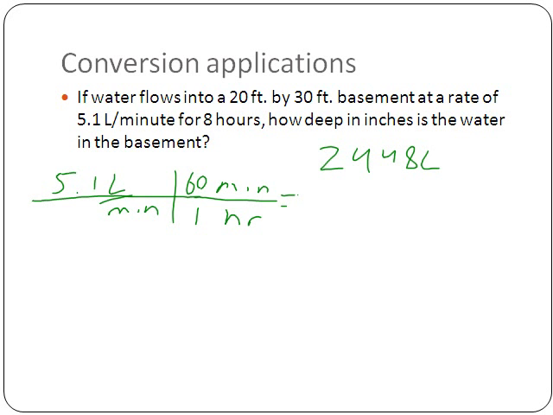So that is the total amount of water that's flowed into our basement. Notice we're not going to round this yet because we never want to round until we get to our final answer. So 2,448 liters. Now we know this amount is going to be equal to the volume of our basement, which is 20 feet by 30 feet by the depth in inches.